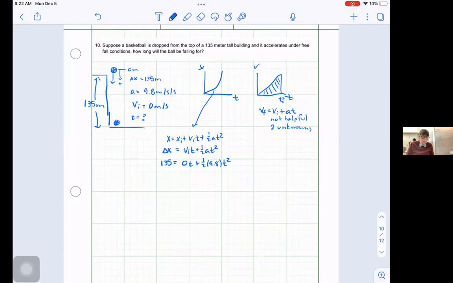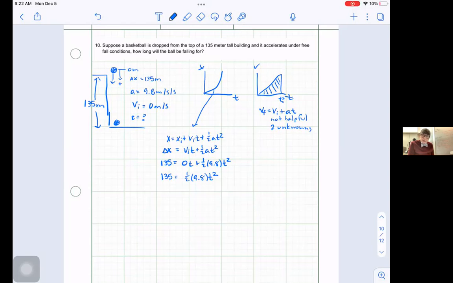All right, that first term, 0t, is going to drop out. 135 equals 1/2 times 9.8 times t squared. Pro tip, I encourage you to resist the urge to pick up a calculator and evaluate 1/2 and 9.8 just yet. We're going to solve algebraically and use the calculator in one step at the end.